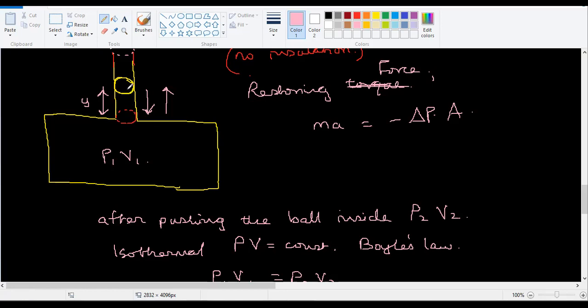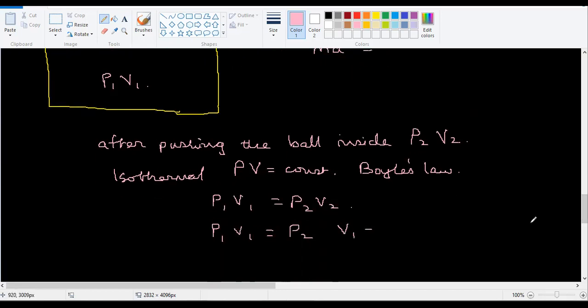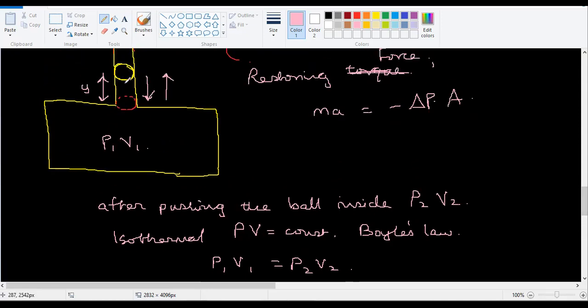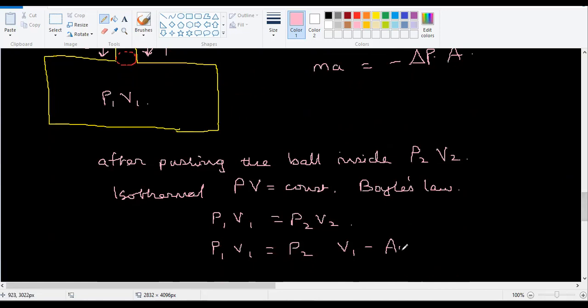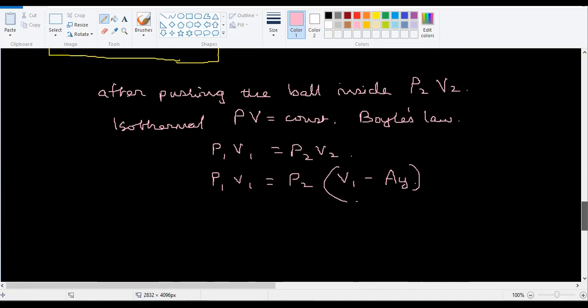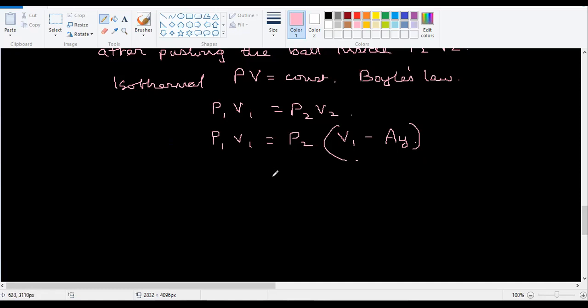So area into Y will be the volume here. That much volume has been reduced compared to V1. V1 is the original volume, but the gas has been compressed such that this volume is lost, which means it's a smaller volume. This volume will be A into Y, because the cross-sectional area is A and the height is Y. Delta P is nothing but P2 minus P1, because P2 is higher here. So we'll write it as P2 minus P1.